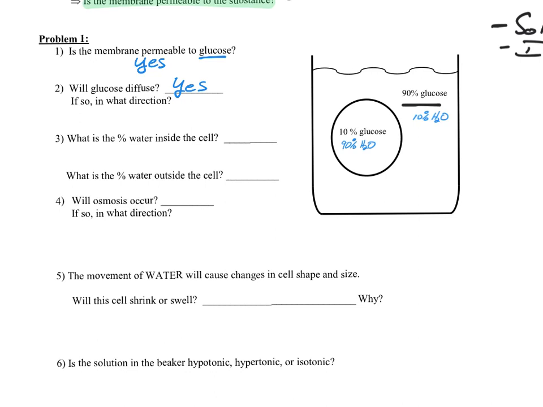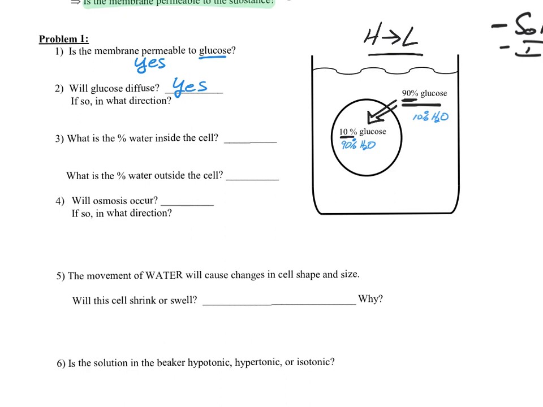Into the cell or out of the cell? How do things move? What's the easiest rule in all of science? How do things move? From high to low. The easiest rule in all of science. If you can't get this, I don't know what else to tell you. Things move from high to low. So where is this high? 90% is pretty high. What's low? 10%. In order to tell which side is high, what do you have to know? Which side is low?